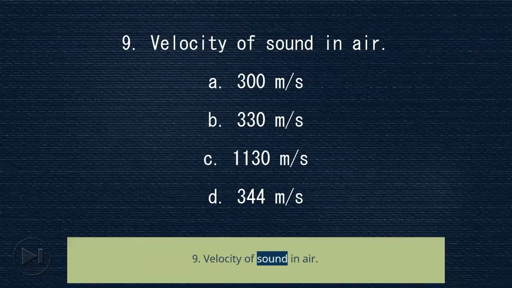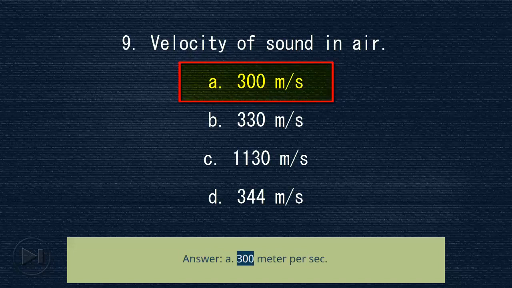9. Velocity of sound in air. A. 300 m per second. B. 330 m per second. C. 1130 m per second. D. 344 m per second. Answer: A. 300 m per second.